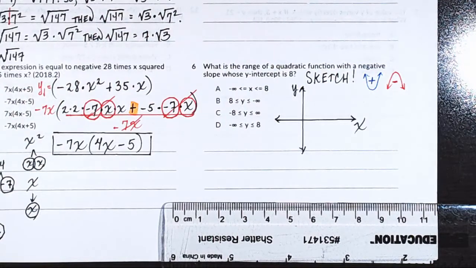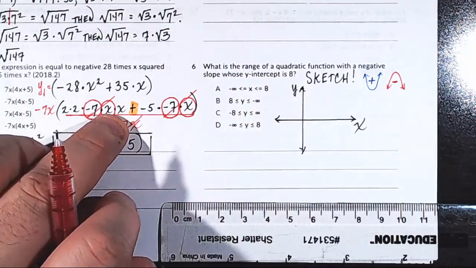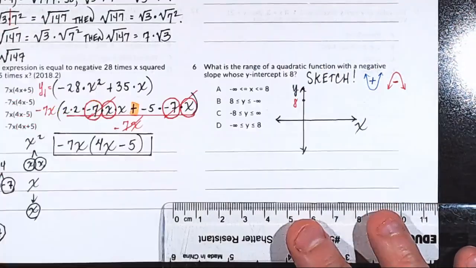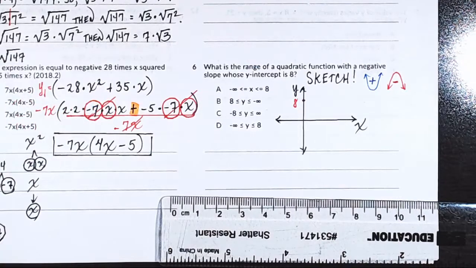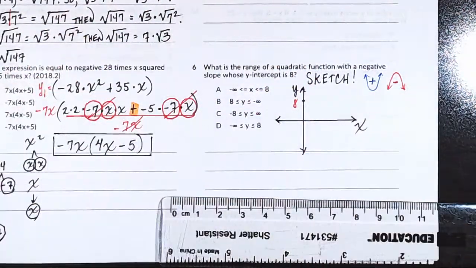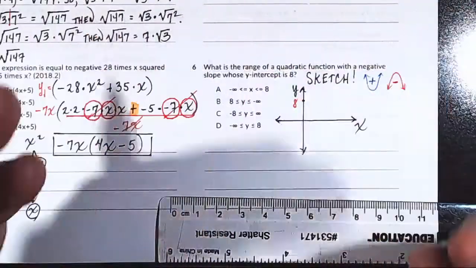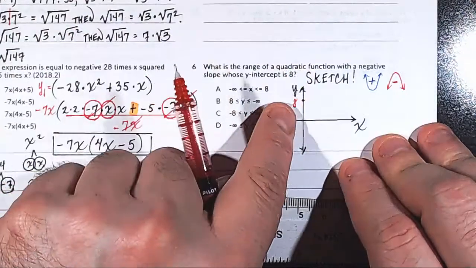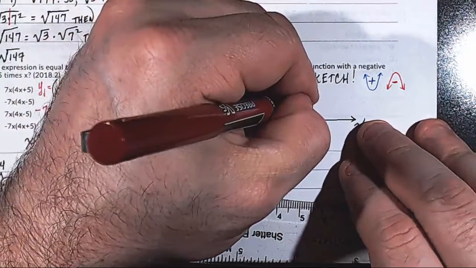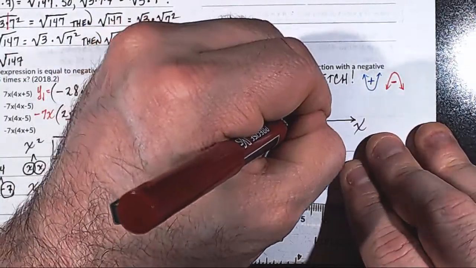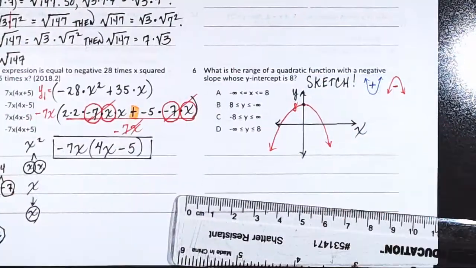Well, what else do we know about this? We know that the y-intercept is 8, positive 8. So I need 8, and I have no information about the vertex of the function, so I will assume that the axis of symmetry is x equals 0, and that this thing just folds evenly around x equals 0. So the highest point on the graph will be positive 8, and we'll draw a negative sloping quadratic looking curve like that.